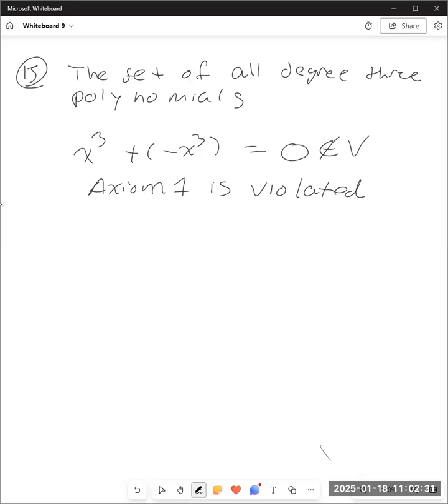So let's move on to number 17. We're in the form of ax such that a is not equal to 0. Is that a vector space? No, because we don't have a 0 vector there if a can't be equal to 0. So axiom 4 fails. That's the easy one to see.